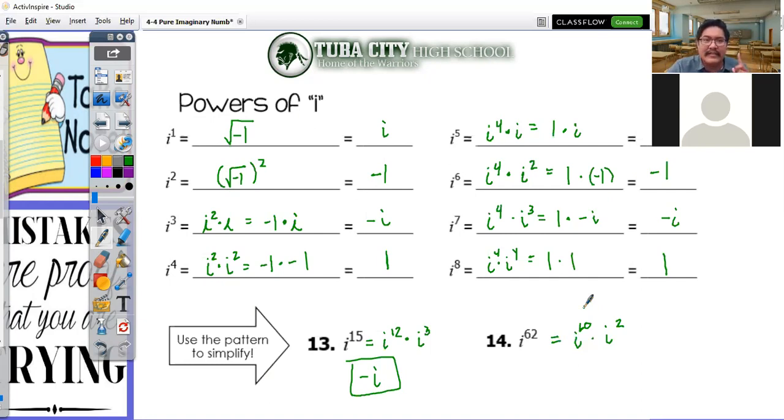This part is the only part that we're focused on. The other part, we don't care. It's out of the picture. It just boils down to 1. 1 times I squared. And then we simplify I squared and we're done.